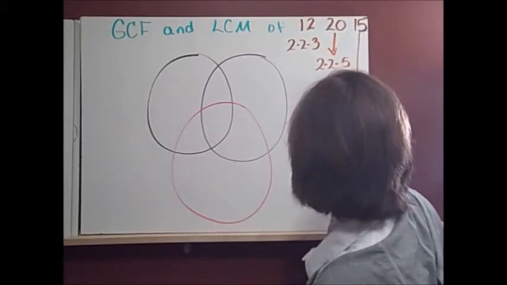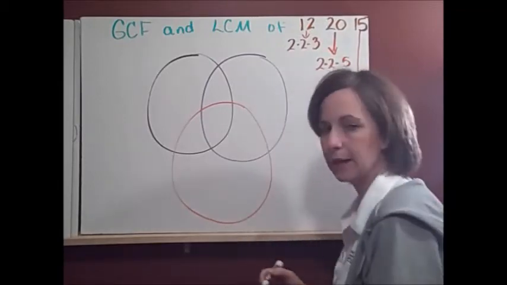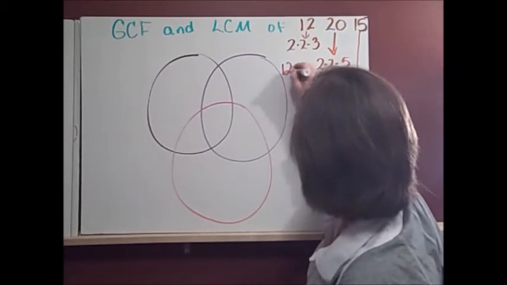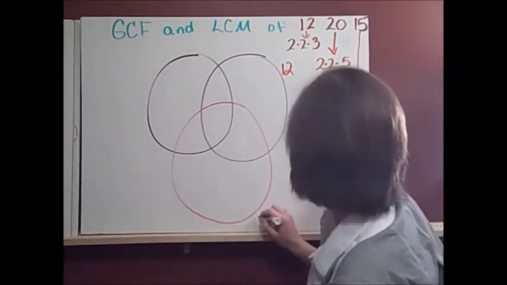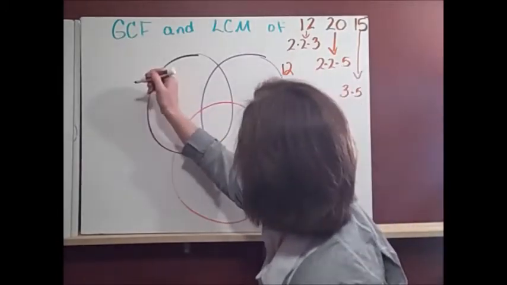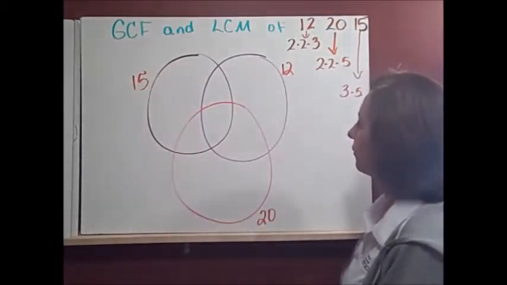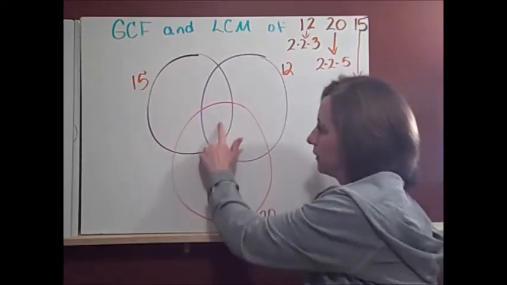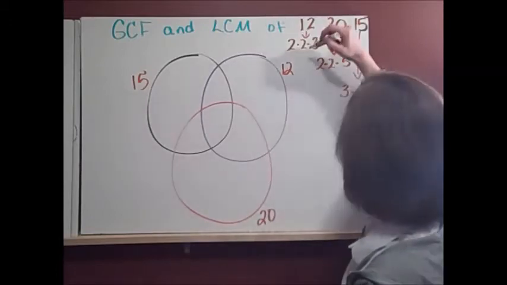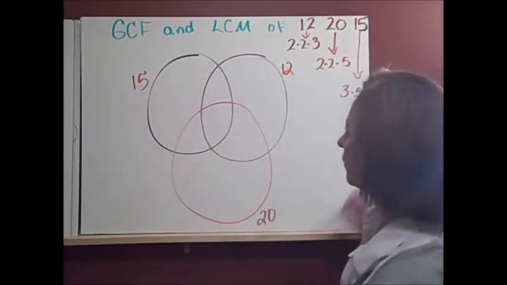was 3 times 5. So if I identify each of these to be in a circle, this could be 12. So purple is 12, and 20 is red, and 15 is black. So what I see that is going to go in here is what's in every single column. And if you'll notice, I don't have anything in every single column.